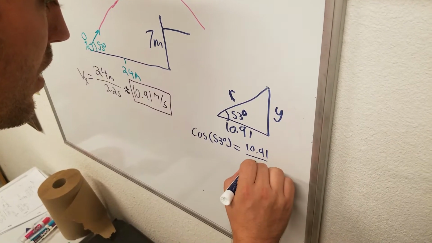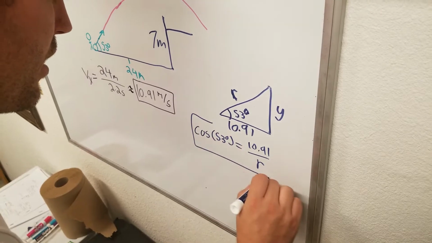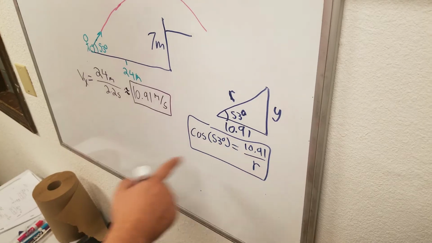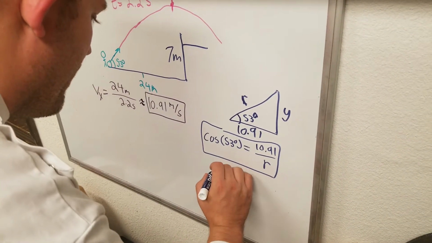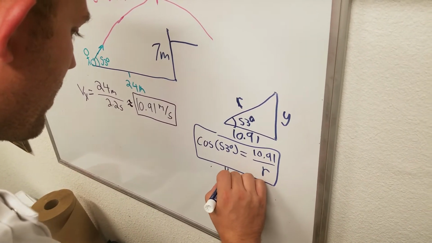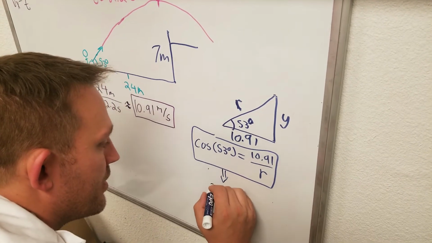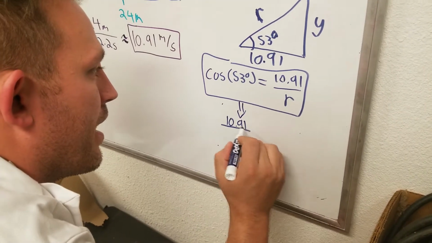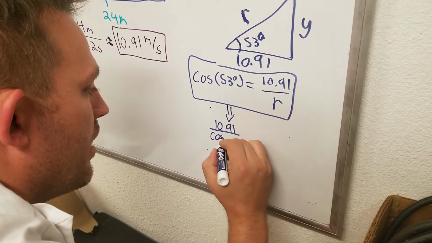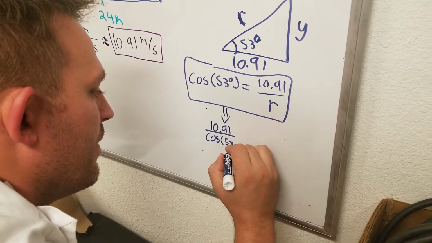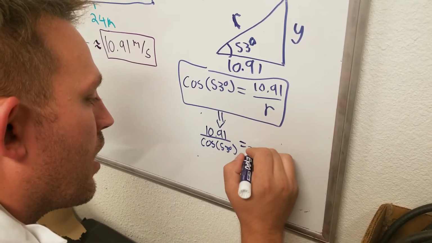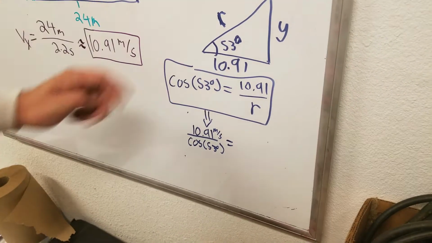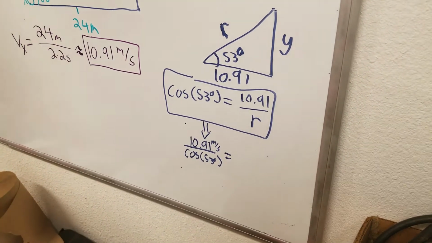We're going to have to rearrange a little bit because we're trying to find r, right? So rearranging this, I'll just draw a little arrow down. My whiteboard's a little low here, so we have to crouch down a little bit. We're going to get 10.91 divided by the cosine of 53 degrees, and that'll give us our velocity. Remember, this is meters per second. That's going to give us our velocity in this diagonal, or actually our total velocity.